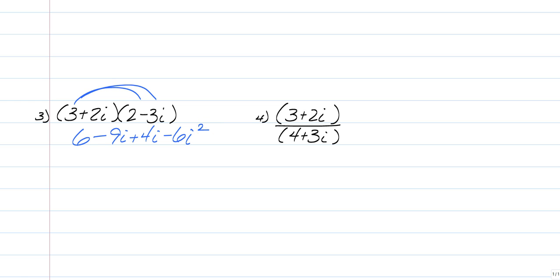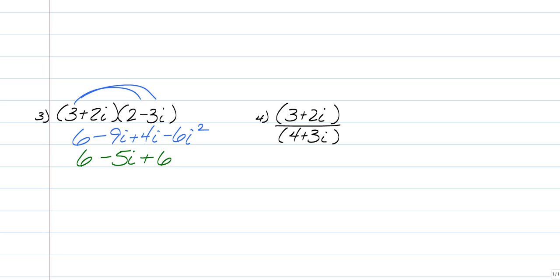So remember, i is a number, but when we're working with it, we can treat it like a variable, just like x times x is x squared. And then we just have to combine like terms. So we would have 6 minus 5i plus 6.